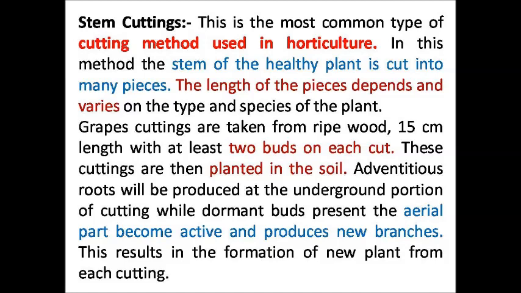Adventitious roots will be produced at the underground portion of the cutting, while the dormant buds present in the aerial part become active and produce new branches. This results in the formation of a new plant from the cutting. The length depends on and varies with the type and species of the plant.